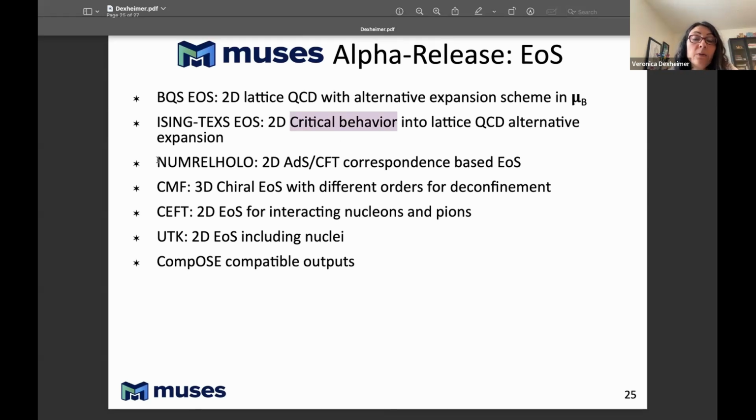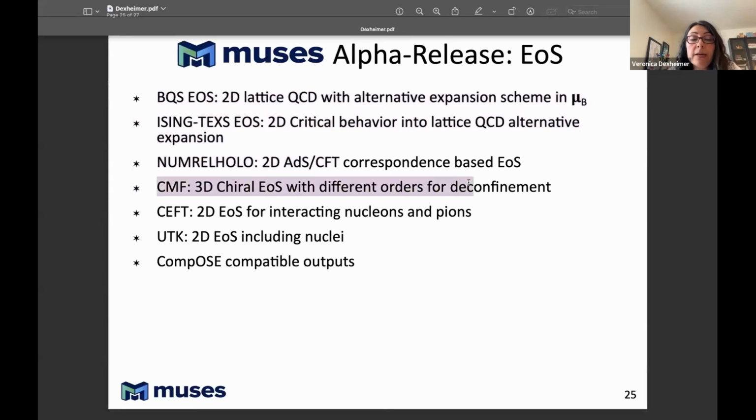And then what we refer to as the holographic model, which is an AdS/CFT correspondence based equation of state that for the time being will also be 2-dimensional. In all these cases, meaning temperature and baryon chemical potential. So for all of these, for the time being, the 3 of these will have 0 μS and μQ.